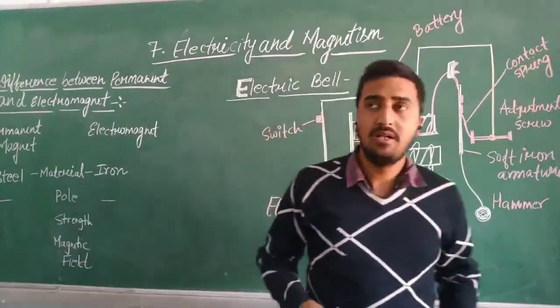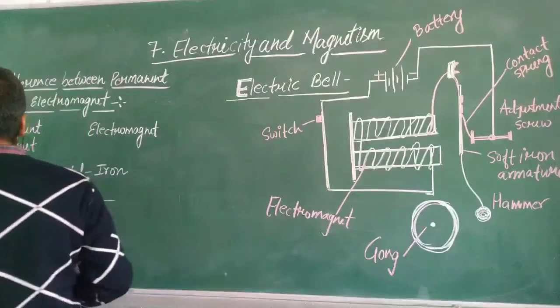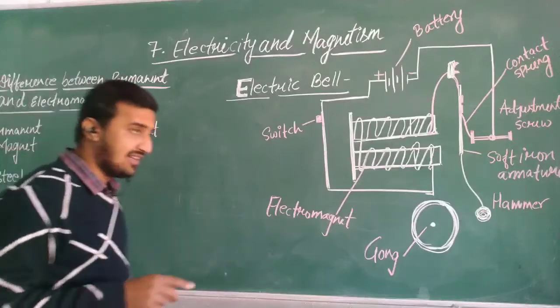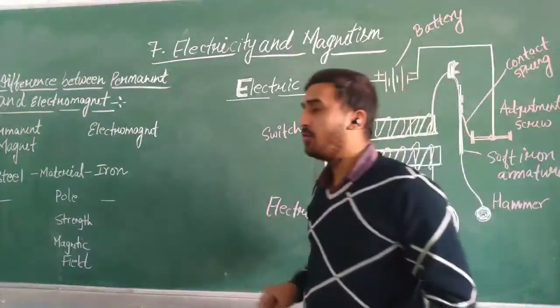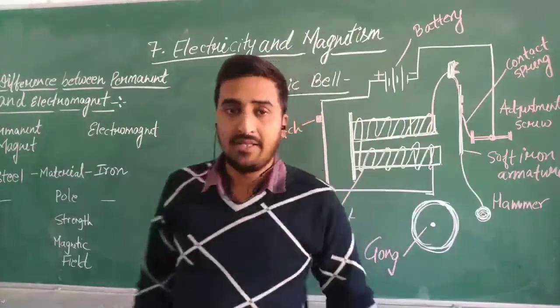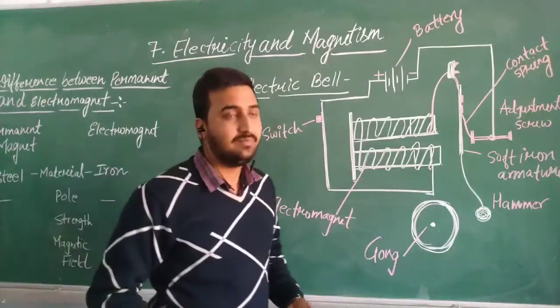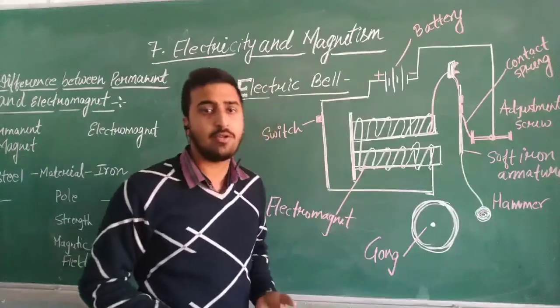I will discuss that property afterwards. What are the different properties of the magnet? Attractive property, directive property, and property of coexistence of poles. We had discussed these things in previous classes. Then we had discussed the electromagnet: how can we create an electromagnet and what are the properties of electromagnet?